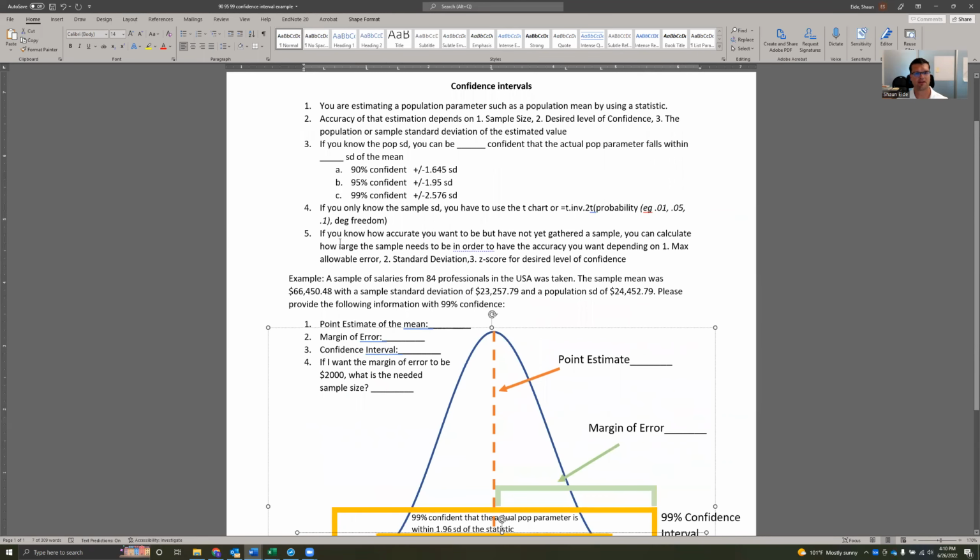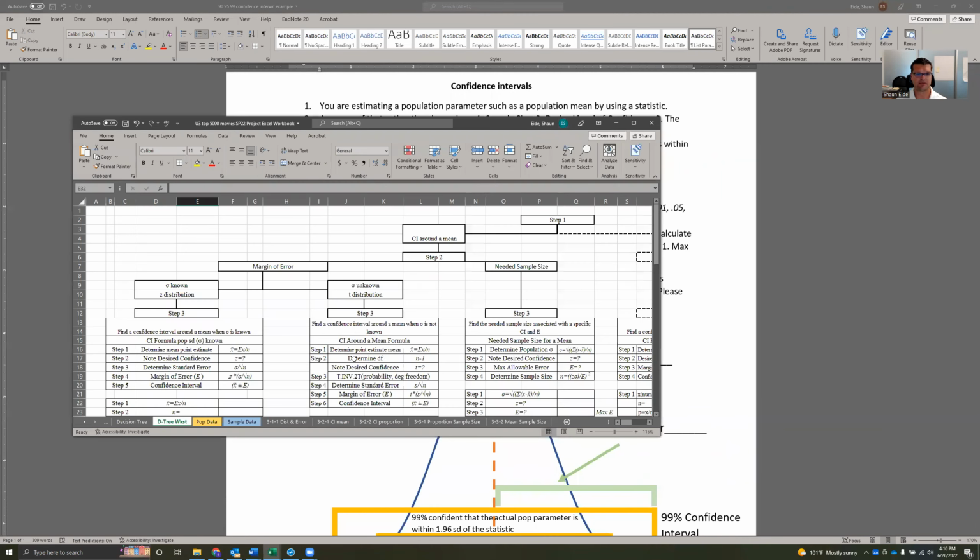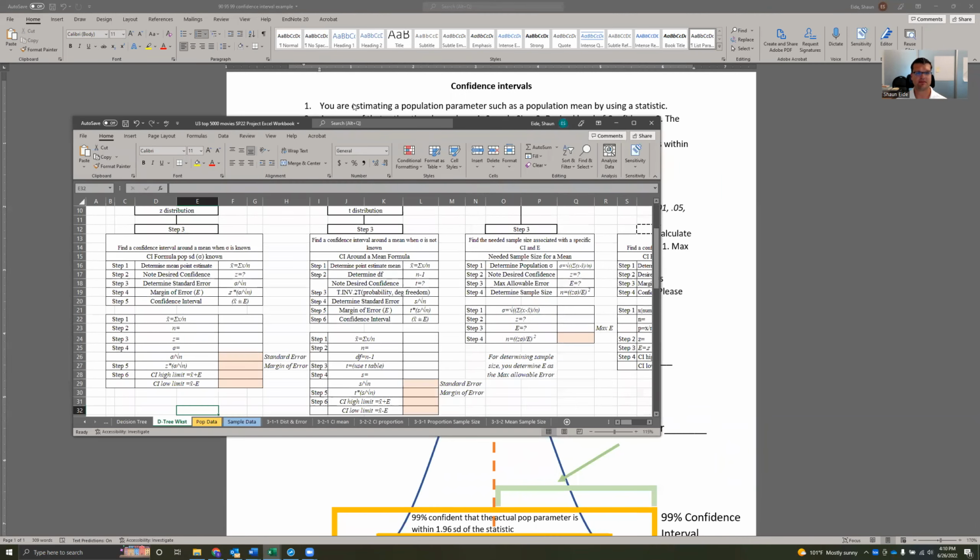Okay. So if you only know the sample standard deviation, you have to use the t-chart or T.INV.2T, which I also have right here, T.INV.2T.